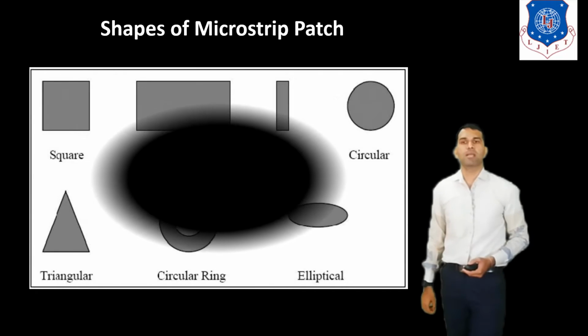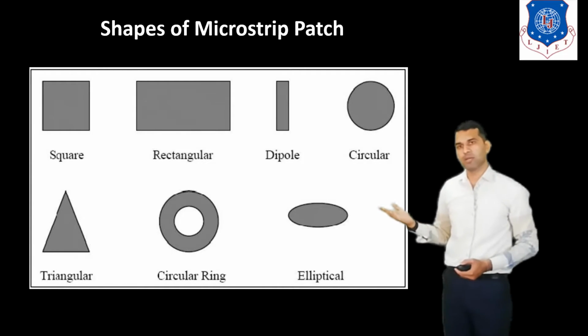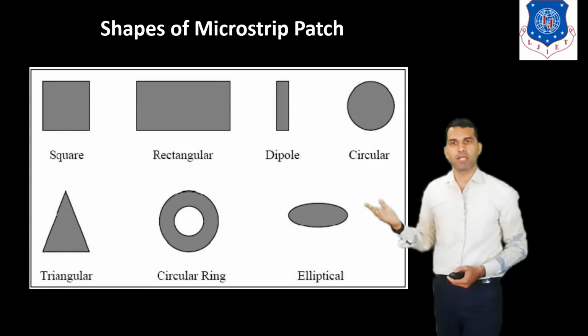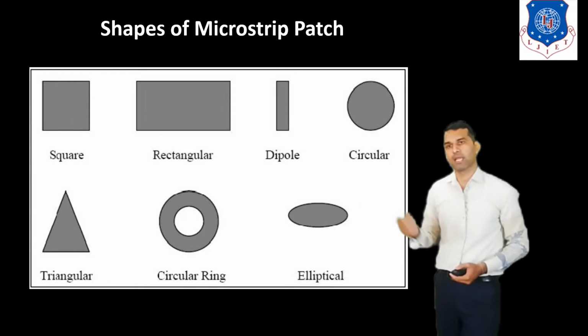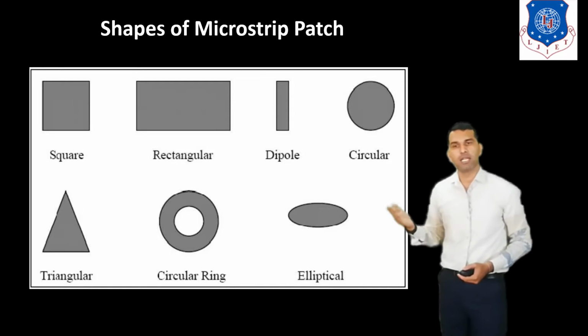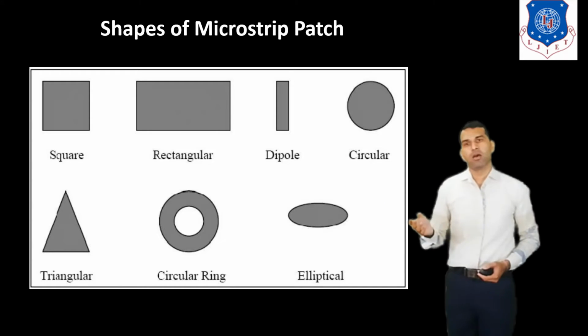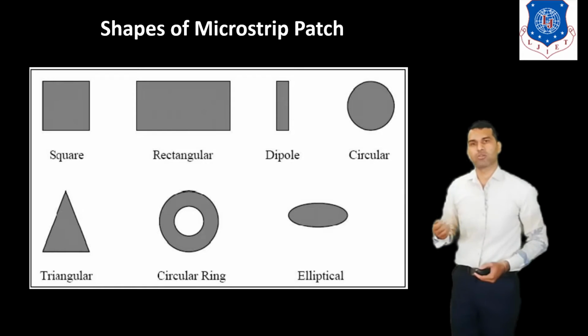Now the different shapes of the microstrip patch. A number of shapes are used in applications of the microstrip patch antenna, like square, rectangular, dipole shape, circular, triangular, circular ring, and elliptical. These different shapes are used in different applications of the microstrip antenna.